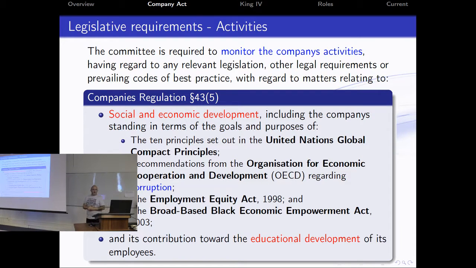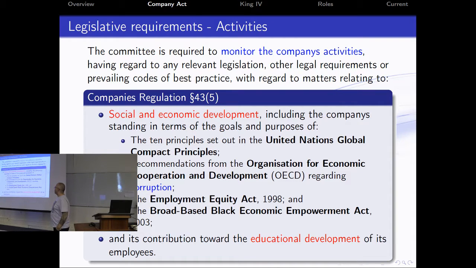Okay, so the other thing that's required is that it must monitor the organization's activities, okay, and there's a couple of issues that it needs to look at. So I'm not going to go through these all in detail. So there's the social and economic development, okay. And one of the things that's highlighted is by the United Nations Global Compact Principles, and I'll actually talk about that for a second in the next slide, because that was kind of interesting.